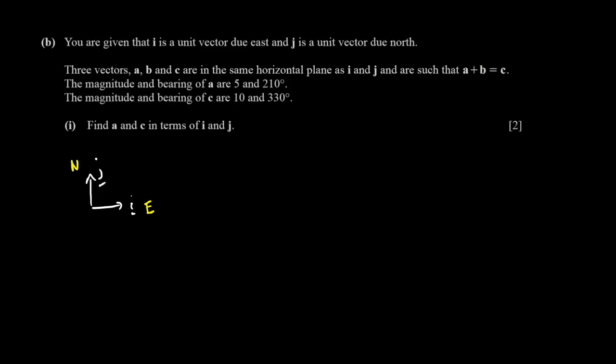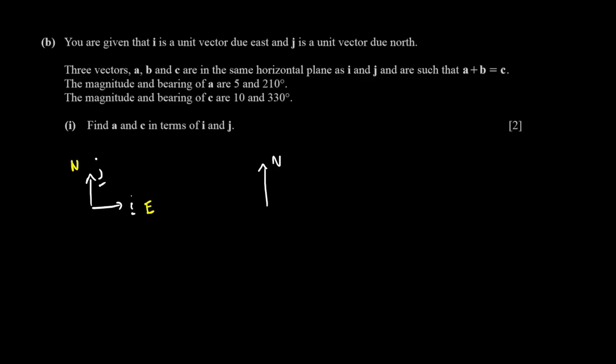All right, we've got three vectors A, B, and C that are on the same horizontal plane, and are such that A plus B is equal to C. The magnitude and bearing of A are 5 and 210. The magnitude and bearing of C are 10 and 330. We want to find A and C in terms of i and j. Well, the best thing to do here is really just to draw this out. So here we've got due north.